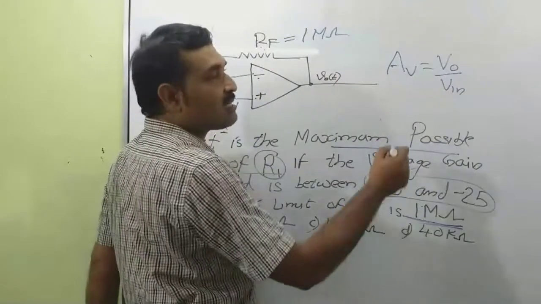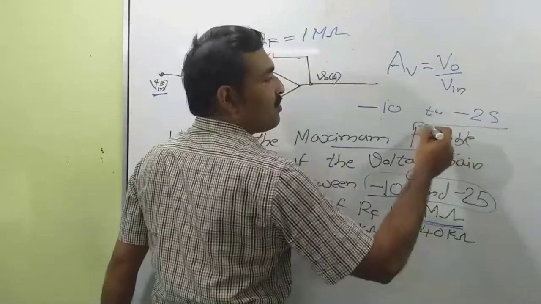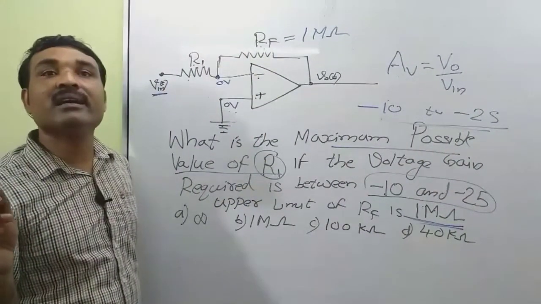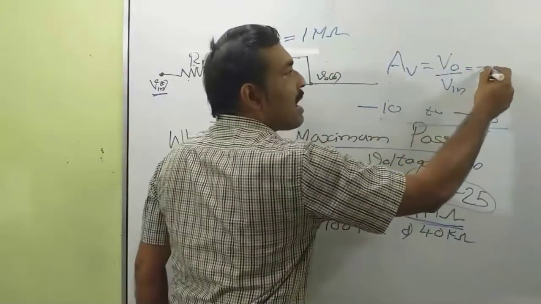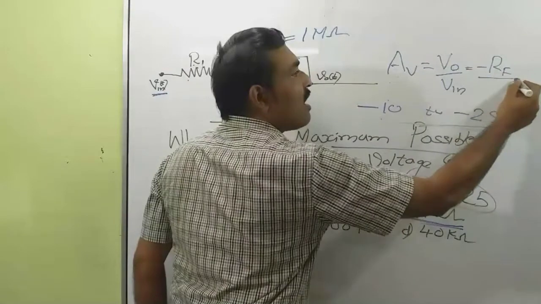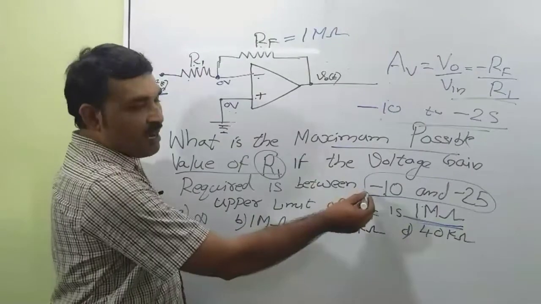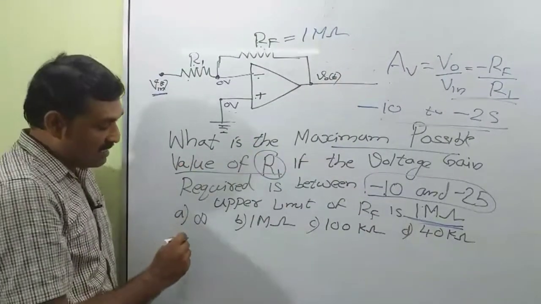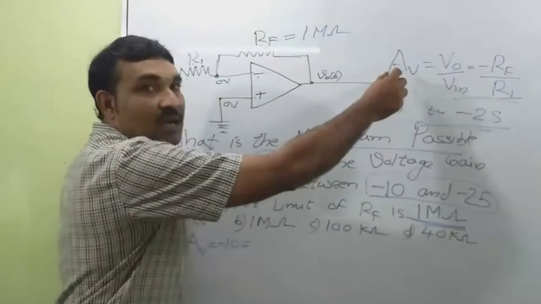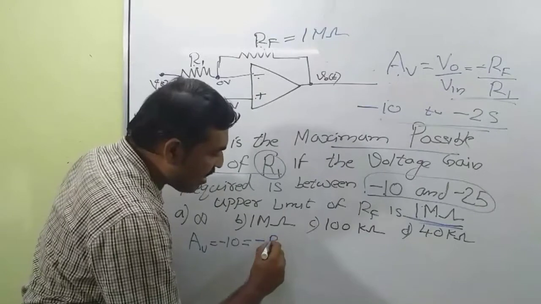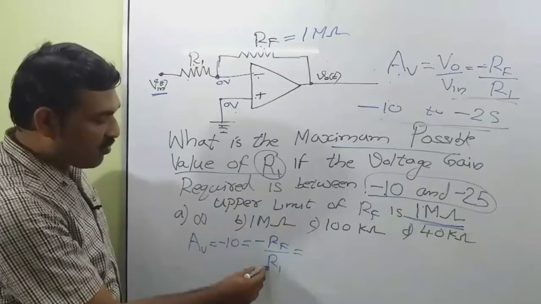The lower limit is minus 10 and the upper limit is minus 25. Okay, since this is an inverting amplifier, the voltage gain AV is equal to minus RF divided by R1. So when the voltage gain AV is equal to minus 10, AV is equal to minus RF divided by R1. So RF by R1 is equal to 10.